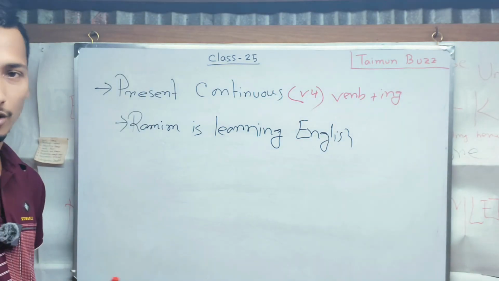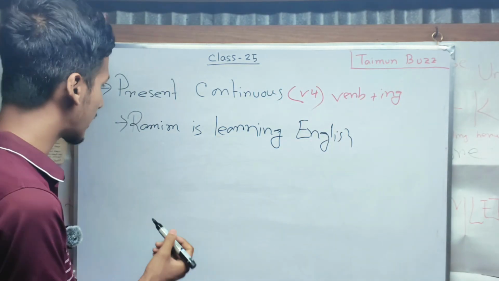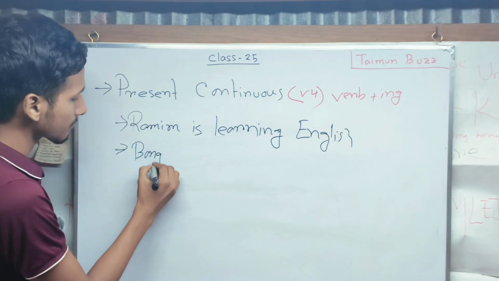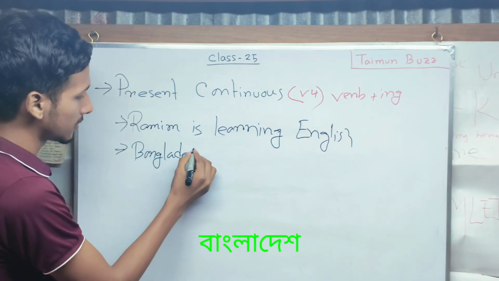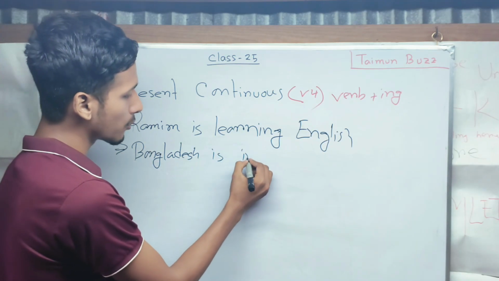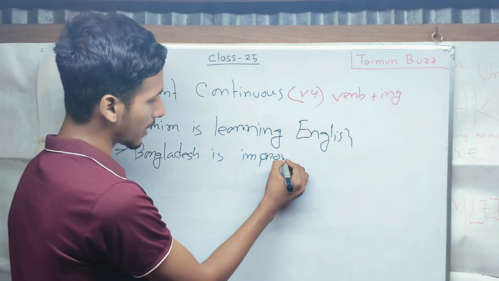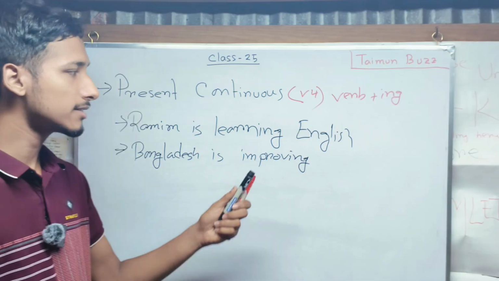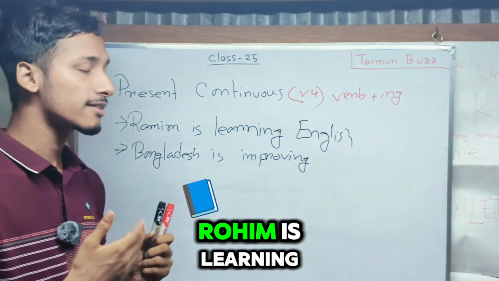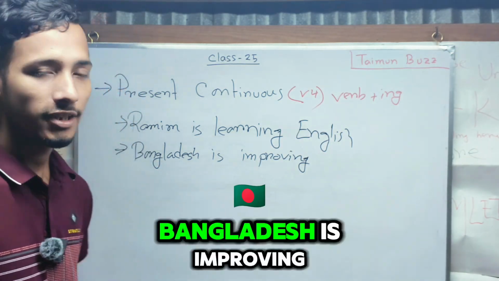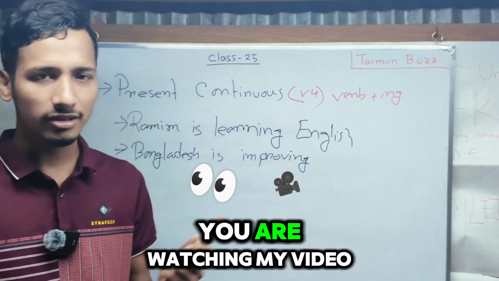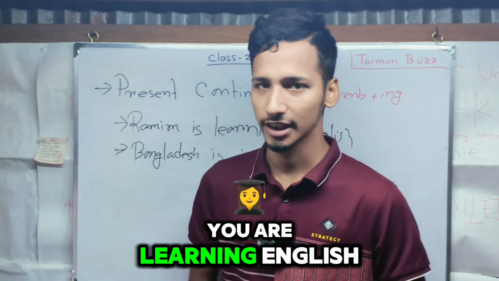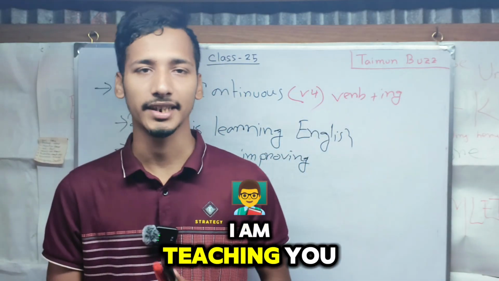Here Rohim is a noun. Now I am taking another noun which is Bangladesh. Bangladesh is improving. So this is another noun. Bangladesh is improving. Rohim is learning English. You are watching my video. I am speaking English. You are learning English. I am teaching you English.